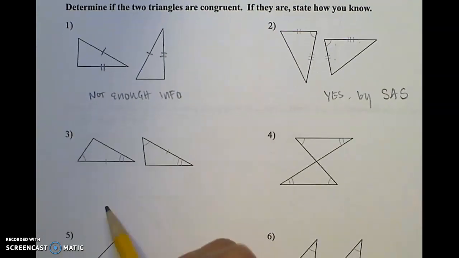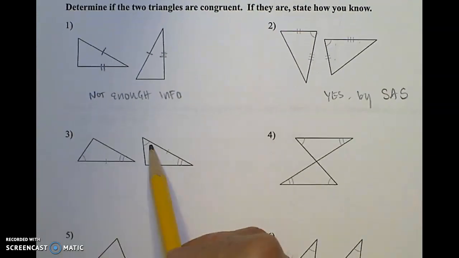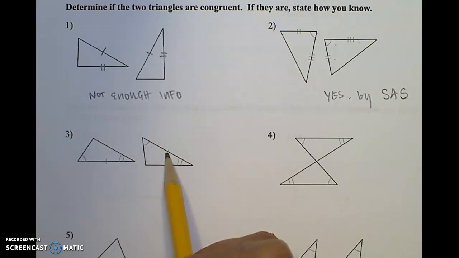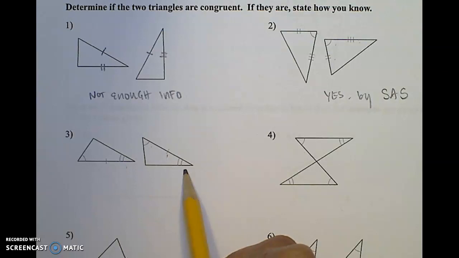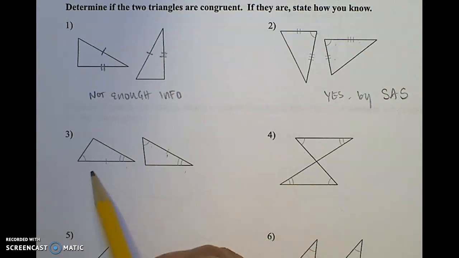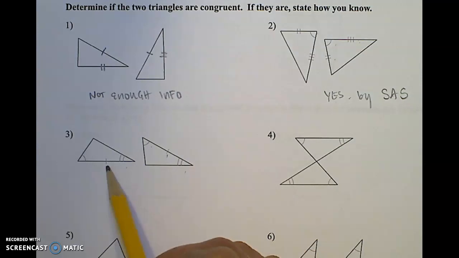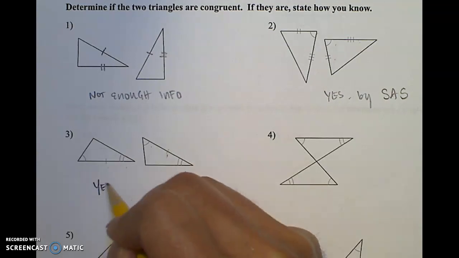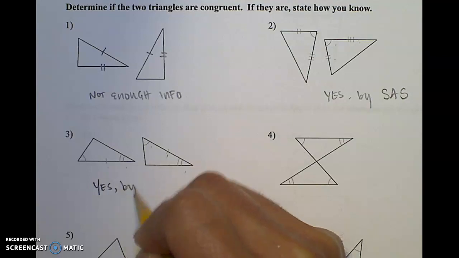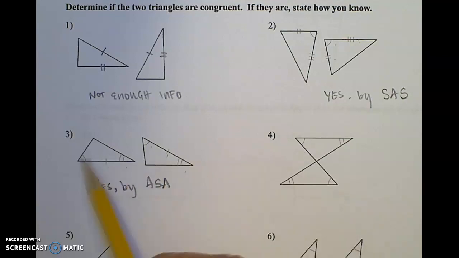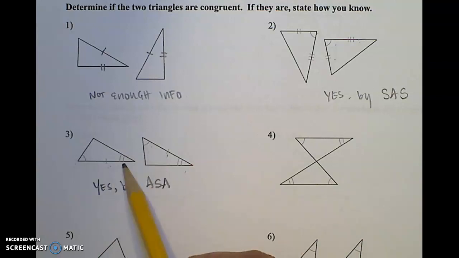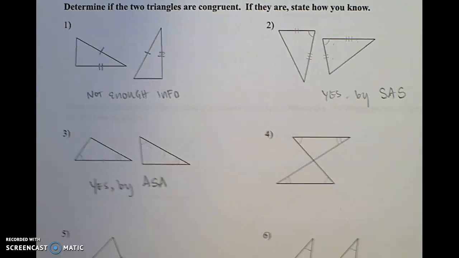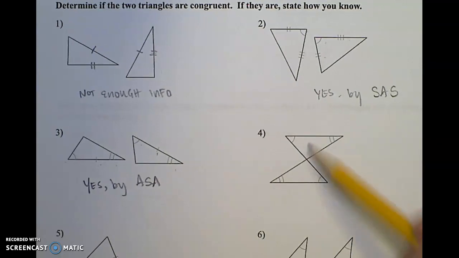Number 3, we have an angle from each, a side from each, and another angle from each. And the way the arrangement is, we have two angles and a side where the side is in between the two angles. And again, that is enough information to say yes, they are congruent by angle, side, angle. Right? An angle, side, and an angle. Number 4, here's our two triangles.